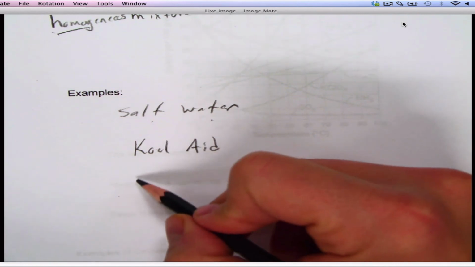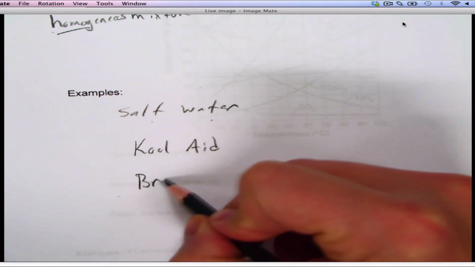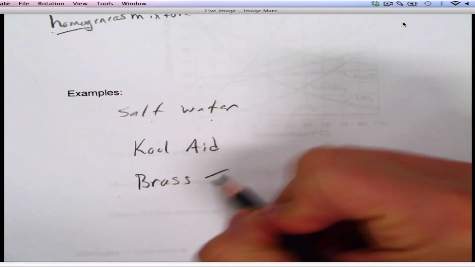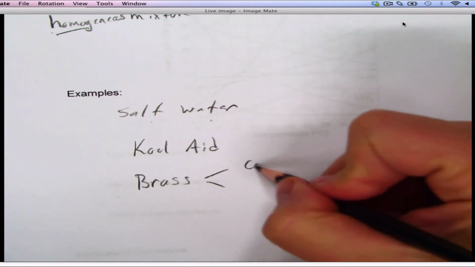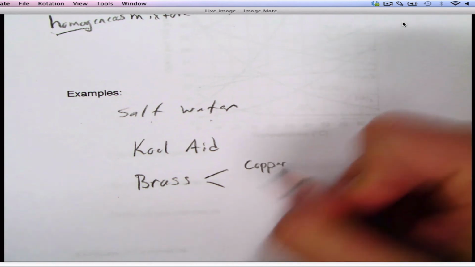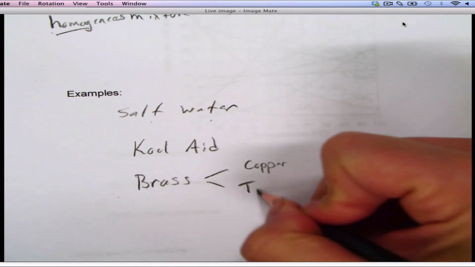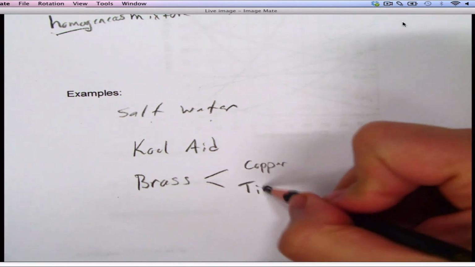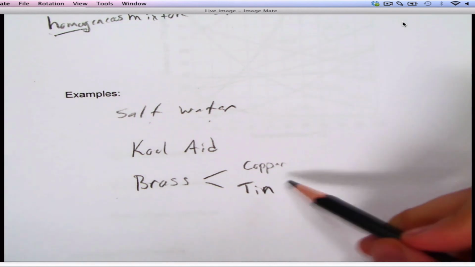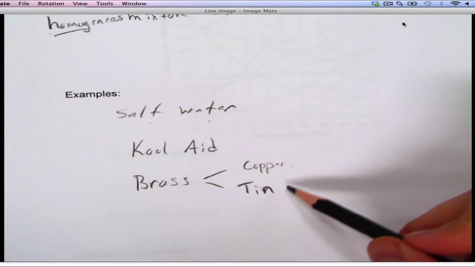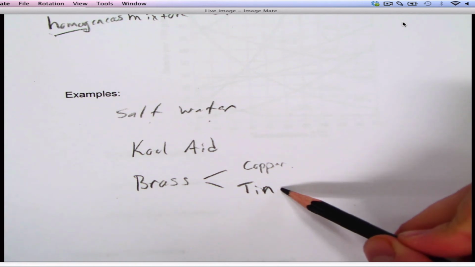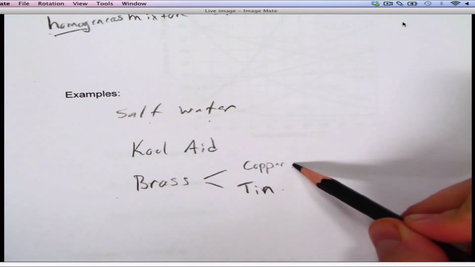You can even go to a mixture like brass. Okay, brass is made up of, correct me if I'm wrong, I'm pretty sure it's copper and I think it's tin. So I think that sounds right. Copper and tin. Now, I'm not sure of the correct ratio, but one of them is going to be the lesser amount that you use. So let's say the tin would be the solute, and the copper would be the solvent.